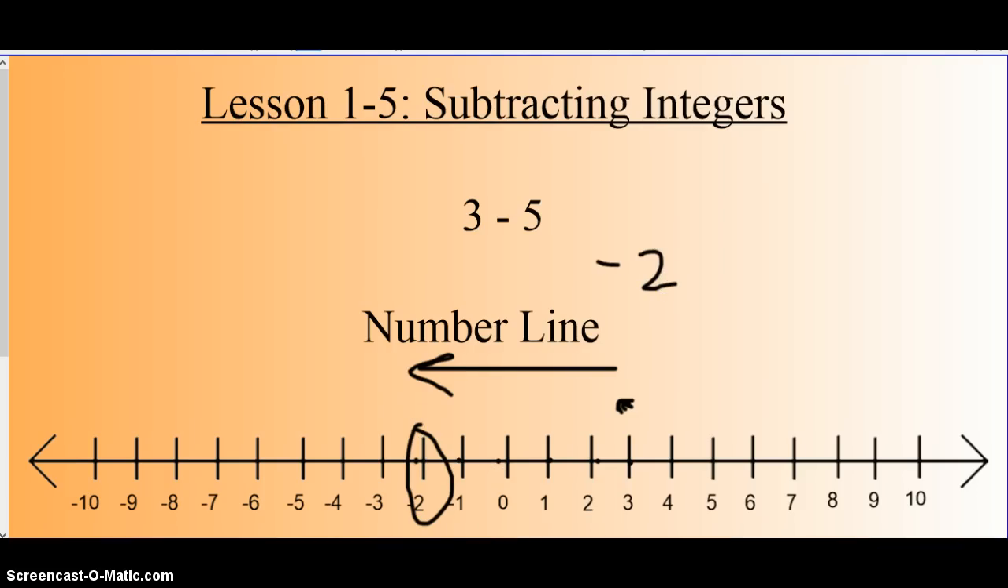Another way to look at this is to add the opposite. I know you guys have heard of that before, adding the opposite. We end up with 3 plus a negative 5. And if we had that same problem, we would go through the same process on a number line of moving to the left 5 places.